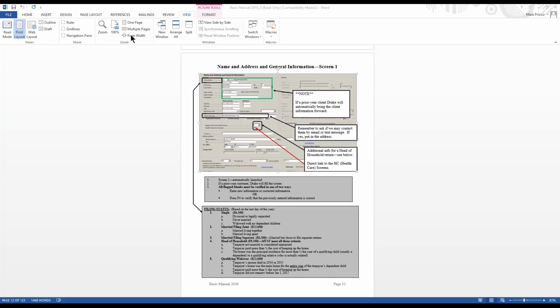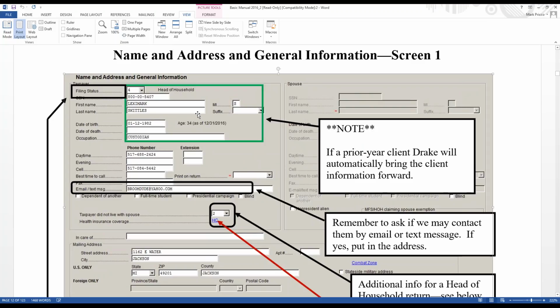Screen 1 of Drake, which is the name and address, general information, demographics screen. The very first field you come to is your filing status. So right away you need to determine what is the filing status of the client. Either if they're a new client or a returning client, there'll be a filing status selected, but you need to determine if it's still correct for the current year.